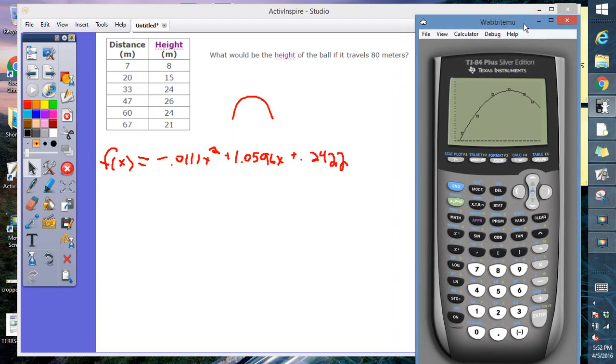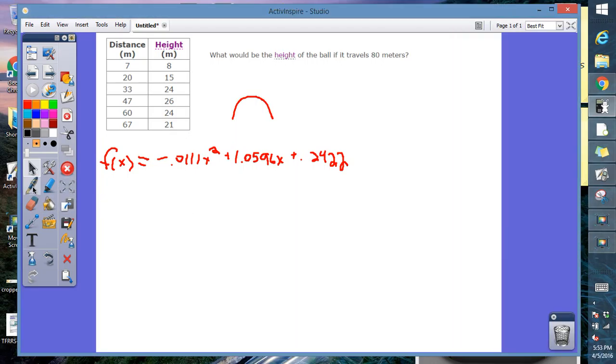Okay, now there was a follow-up question that said, at what height would the ball be if it travels 80 meters? So 80 meters along, it's going to be off the graph here, what's the height? So we're expecting this height to be less than 21 because we're starting to go down on this end. All right, so basically you're taking your function and you're plugging in 80 meters. So think of this as f of 80.